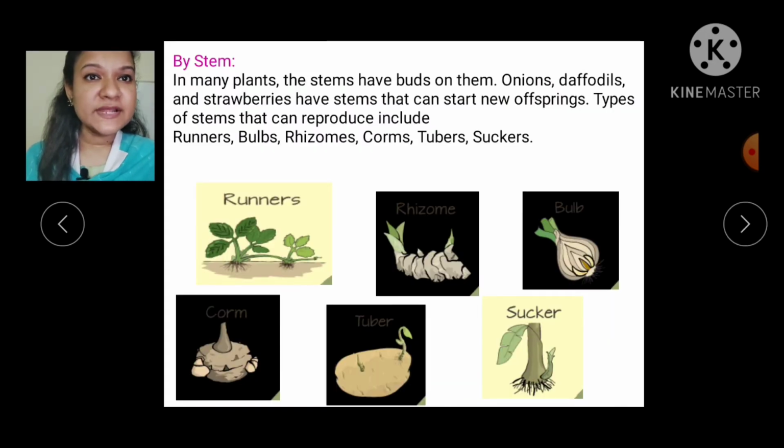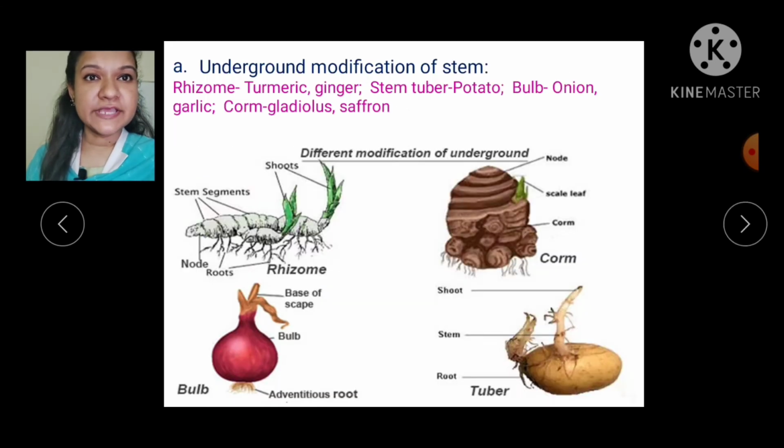Some plants reproduce by stem, like onions, daffodils and strawberries, which have stems that can start new offspring. Here you can see the pictures like runner, rhizome, bulb, corm, tuber, sucker. So some of them are produced by stem.